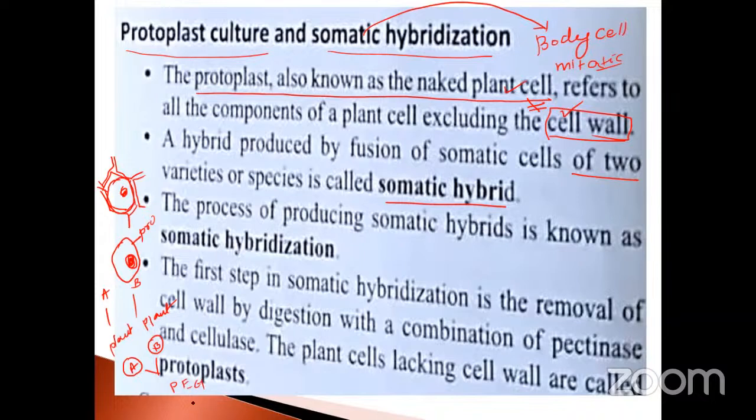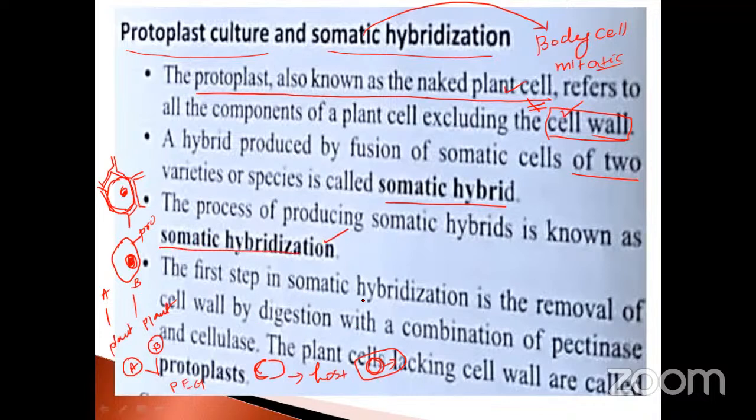So what happened? Two genes are united together and introduced into the host cell. Already we discussed in biotechnology, the host cell. Particularly E. coli is a very good example of the host cell. We introduce it inside and it multiplies. You will get both the characteristics in a single plant. So that is called somatic hybridization.